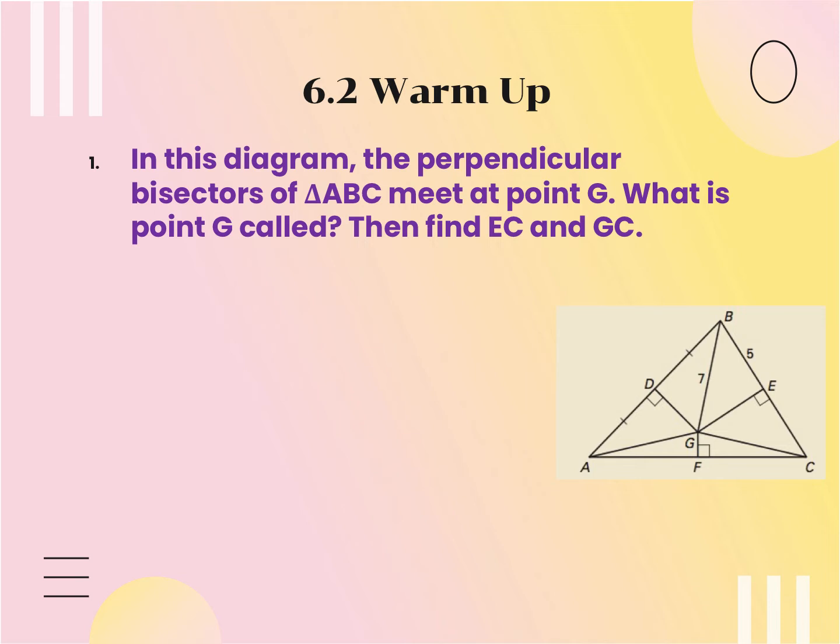So in 6.2, this is where we learned about the points of concurrency. And again, that slide from yesterday's notes will be beneficial if you're not sure which name goes with each point of concurrency. So for this one, it says, in this diagram, the perpendicular bisectors of triangle ABC are meeting at point G. What is that point called? You need to know that the point of concurrency for the perpendicular bisectors, in this figure point G, is called the circumcenter.